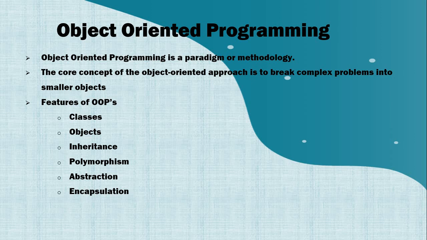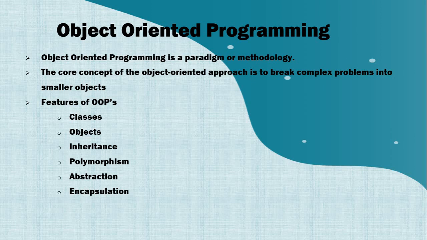Next are some of the basic features of object-oriented programming. We can say that object-oriented programming is a paradigm or methodology used to design or build programs by using classes and objects, and it simplifies software maintenance and development as it provides the facility of breaking down the entire problem into smaller objects.